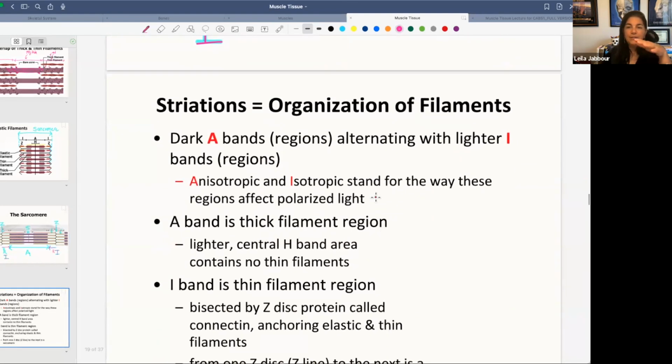So as I said, you have these alternating fibers, and in some areas you have both thick and thin, and in other areas you only have thick filaments. So that really has an impact on the light going through the tissue. Dark A bands, A is for anisotropic, and I is for isotropic, and that's for the way that the thickness affects the polarized light coming from the microscope.